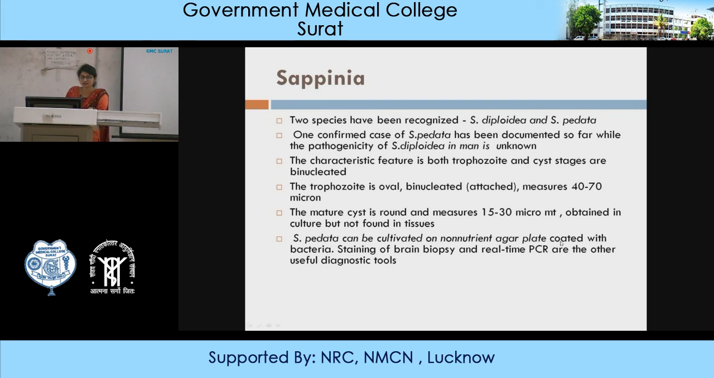They can be cultivated on non-nutrient agar with bacterial supplement, and for diagnosis you will do this. It requires a CSF sample, and you will see the trophozoite form of Sappinia with two nuclei attached together. You can do histopathological staining of a biopsy specimen and see the trophozoite form in that. You can also do multiplex real-time PCR for the diagnosis.